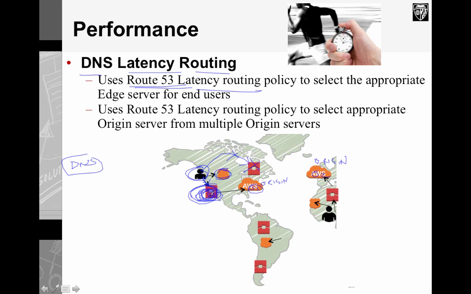The edge server has the opportunity to go to this origin server, which is in the East Coast, or the other origin server, which is located in Europe. The edge server ends up going to the origin server in the East Coast because it's the closest based upon DNS latency-based routing. So the point I'm trying to make is DNS latency-based routing policy is used not only to find the appropriate edge server for the end user, but also to find the appropriate origin for the edge server to connect to get the content.